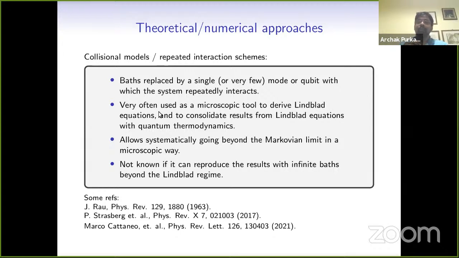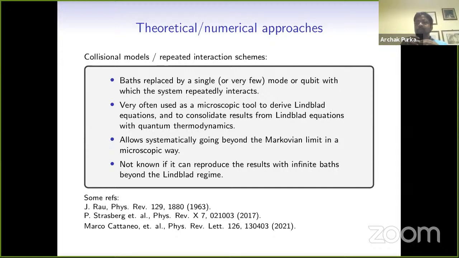Now, the reason this became popular again in recent times is that if you write down some phenomenological Lindblad equation, you can derive any Lindblad equation from this kind of approach. Lindblad equations had some problems with consistency with quantum thermodynamics, and this technique has been used to sort of reconcile the Lindblad equations with thermodynamics, right?